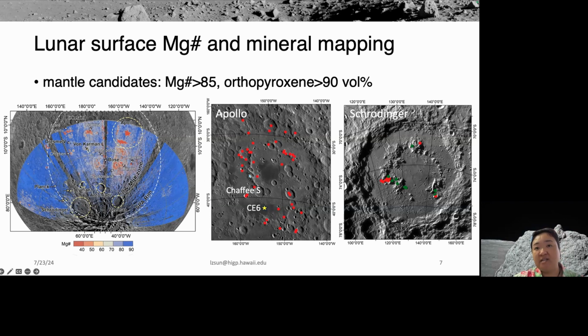And here, those red dots are the identified orthopyroxenite at Apollo Basin and Schrödinger Basin. The Chang'e 6 landing site is indicated by this gold star at the Apollo Basin, and you can see it's surrounded by several mantle candidate sites. This area might contain ejecta from Chaffee S, or ejecta from the little crater on the right, and some ejecta from the South Rim. And possibly this mission may return the very first unambiguous mantle material.